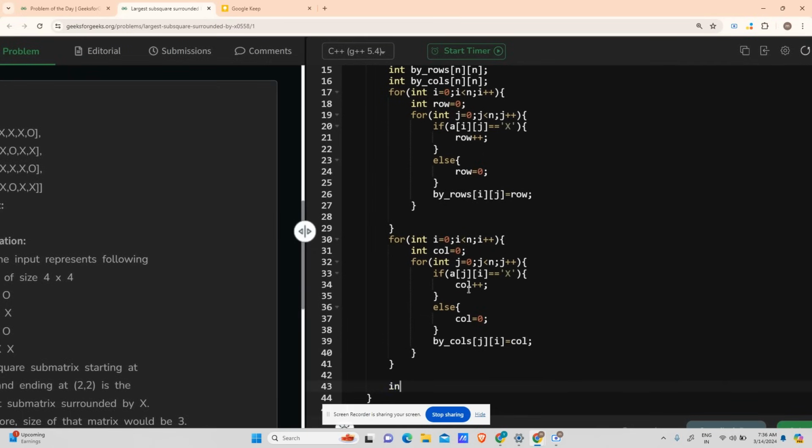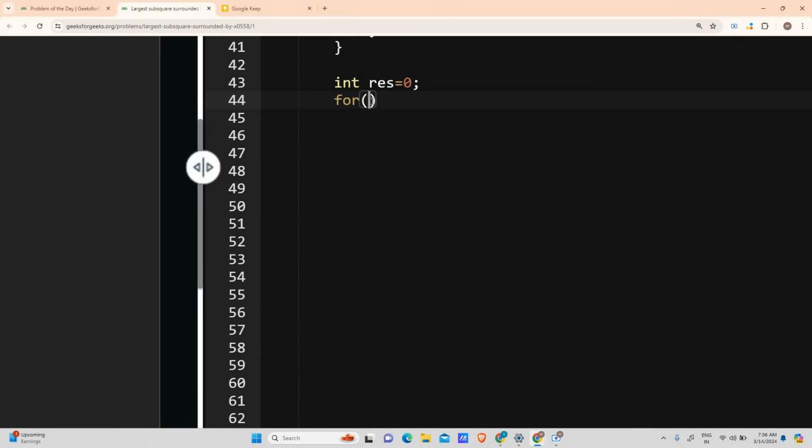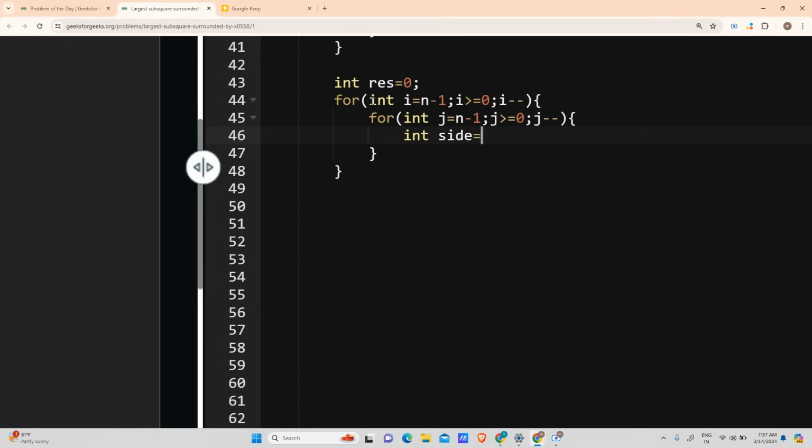Now it's time to calculate the result. So int result equals to 0. We will traverse from the bottom right. Let me make it more clear to you. Let me, yeah, now zoom in will work properly. So for int i going from bottom right, that is n minus 1, till top left, i minus minus. Similarly for int j equals to n minus 1, j greater than equals to 0, j minus minus. What is the side? Int side equals to minimum of by rows of i j and by calls of i j, right?